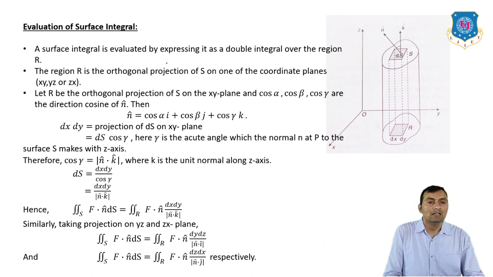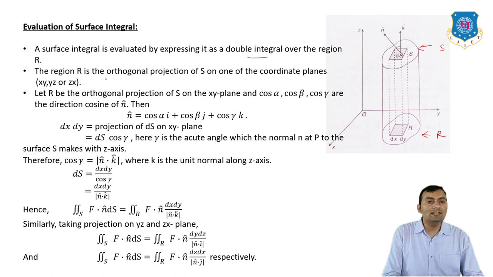Here a surface integral is evaluated by expressing it as a double integral over the region R. It is given that this is the surface S, and we have assumed that this is a small portion of this surface, denoted by dS. Also we can note that k cap is parallel to the outward normal, that we can say z, and n cap is the unit normal vector at that particular point. Whenever we take the projection on the xy plane, this will be your region R.